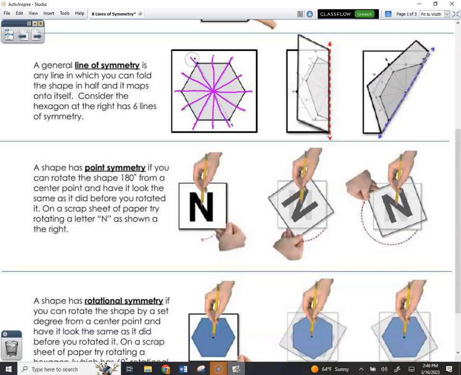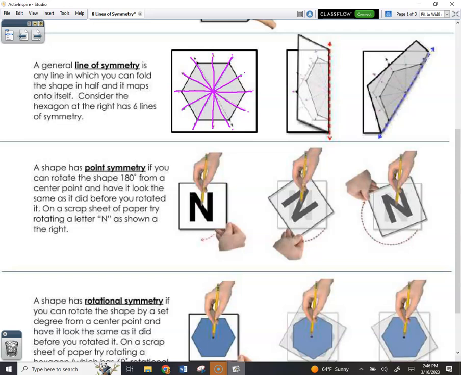How many lines of symmetry does that shape end up having? 6, 4, 8. It looks like it's hard to count, but remember, when one line starts up here and comes down here, that's the same line, right? So if you were to count 1, 2, 3, 4, 5, 6. There are 6 different lines of symmetry.